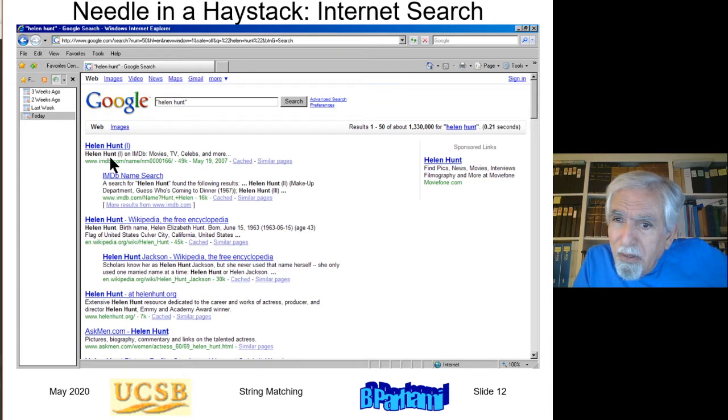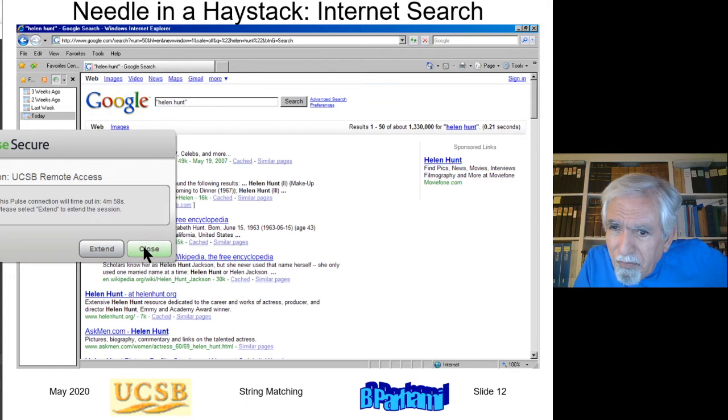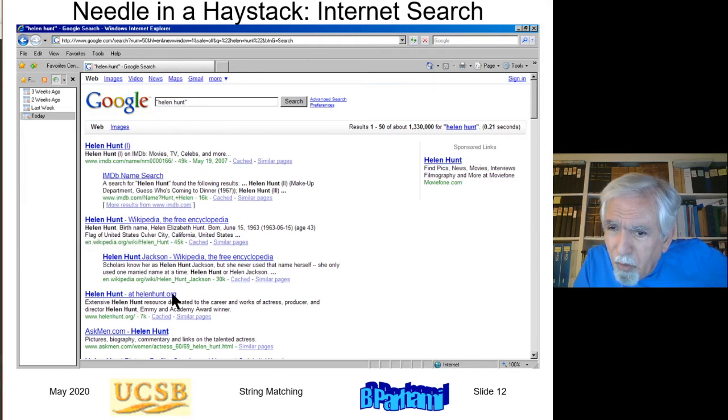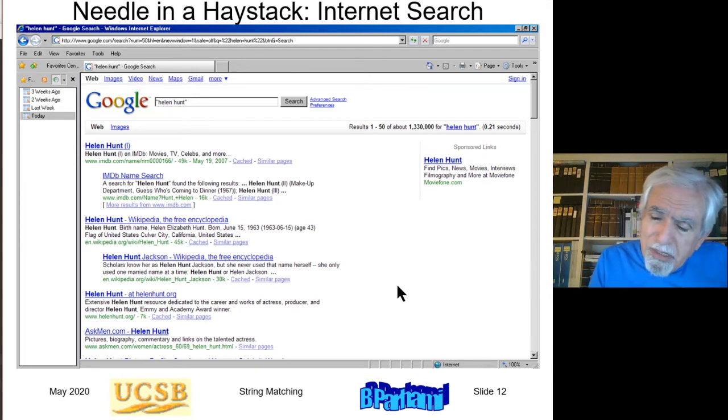Okay, so here is Helen Hunt, and the Internet Movies Database. Here's Helen Hunt's Wikipedia page. Here is Helen Hunt at helenhunt.org. That may be her own private web domain. Okay, so you see that the most useful pages appear first, but then, more than 1 million, there will be many pages coming later.